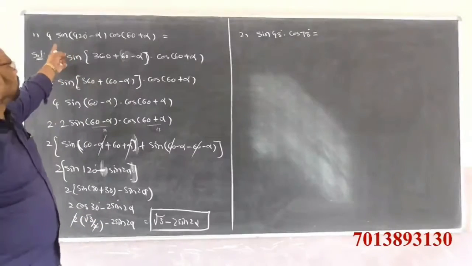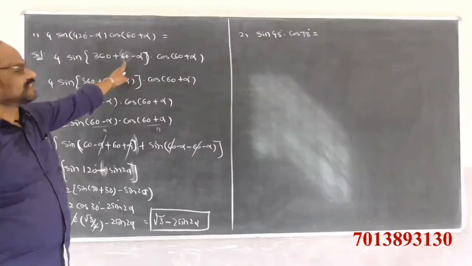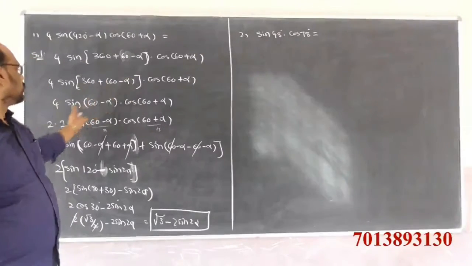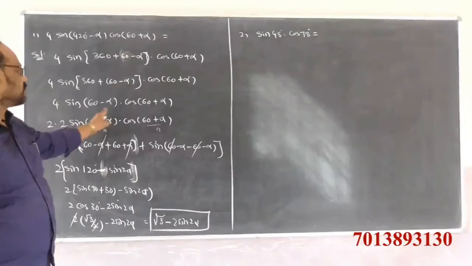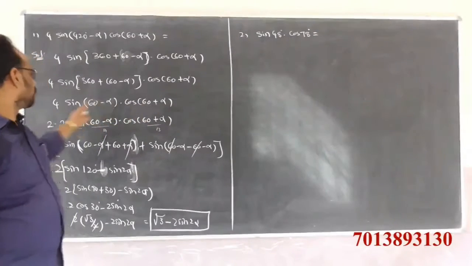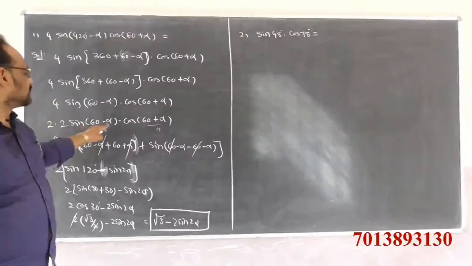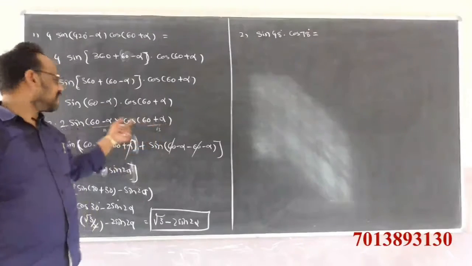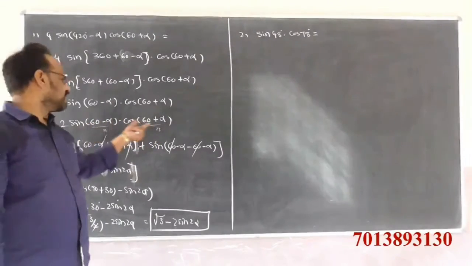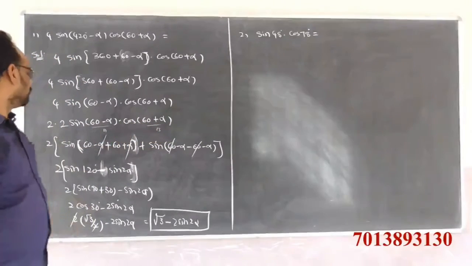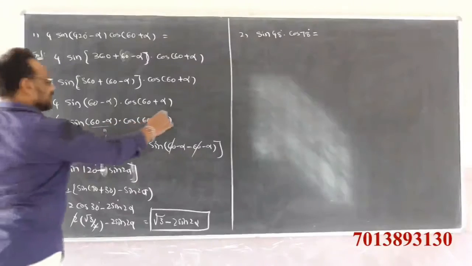Observe here, cos 420 can be written as 360 plus 60 minus alpha. 360 plus theta is nothing but sin theta. So sin 60 minus alpha into cos 60 plus alpha. 4 can be written for our convenience as 2 into 2 sin 60 minus alpha into cos 60 plus alpha. 60 minus alpha is equal to A and 60 plus alpha is equal to B. So it is in the form of 2 sin A cos B.